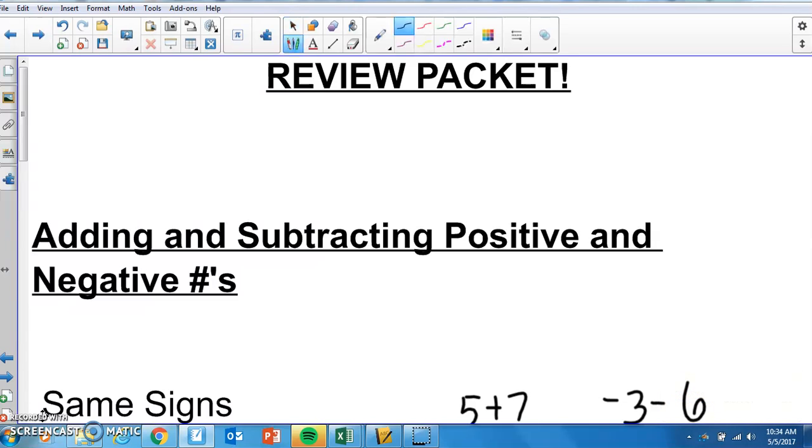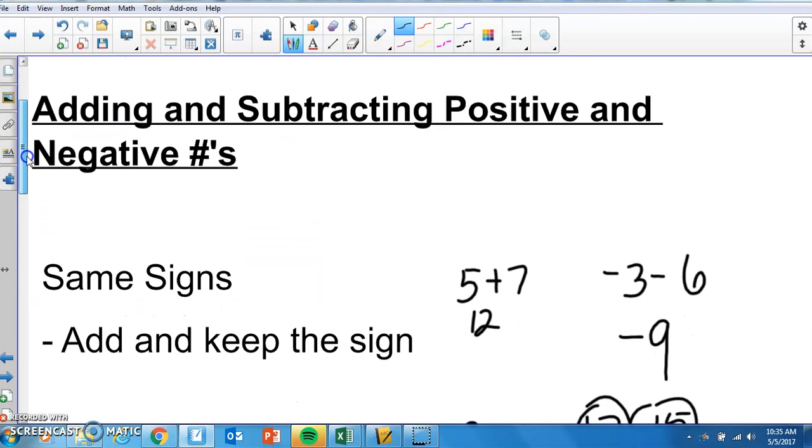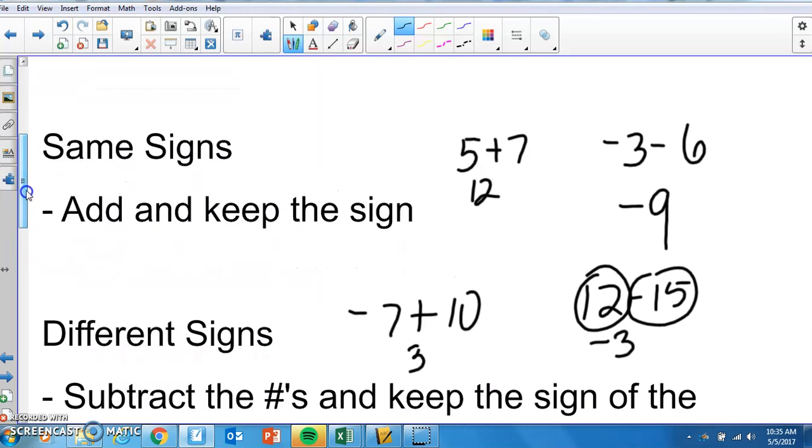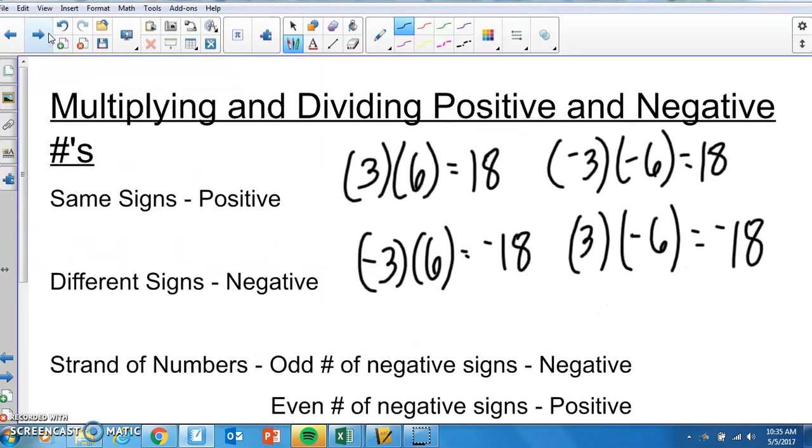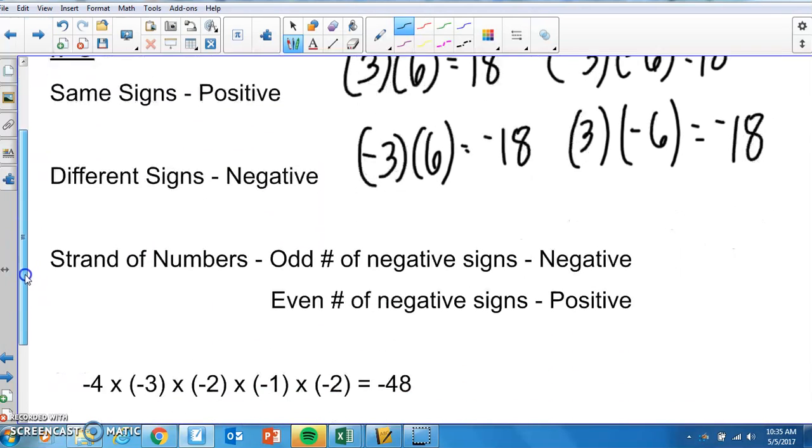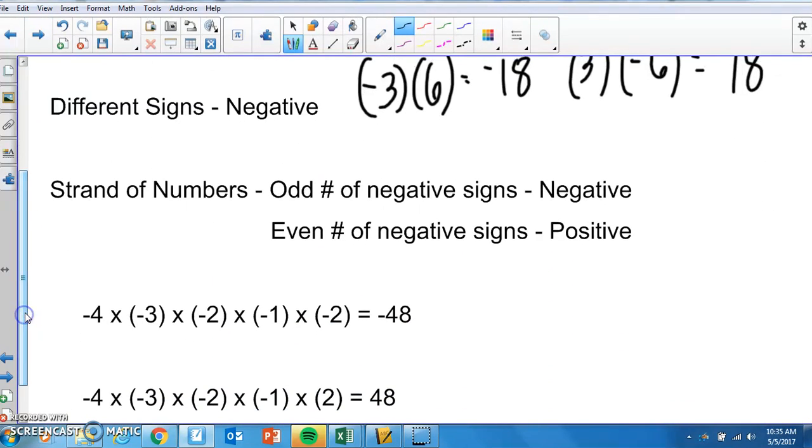Let's try this now. All right, so this is the first thing we talked about, adding and subtracting positive and negative numbers. Talked about adding the same signs and different signs. Then the second thing we talked about is multiplying and dividing positive and negative numbers. Multiplying with same signs, different signs. Multiplying a strand of numbers, how we determine if it's positive or negative, based on the number of negative signs it has, whether it's an even number or an odd number.